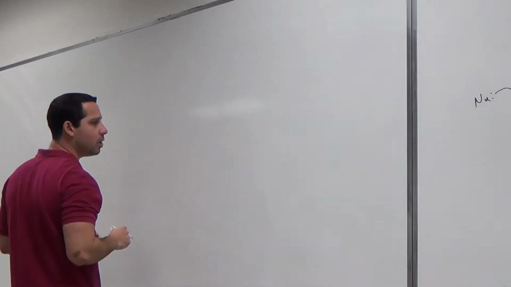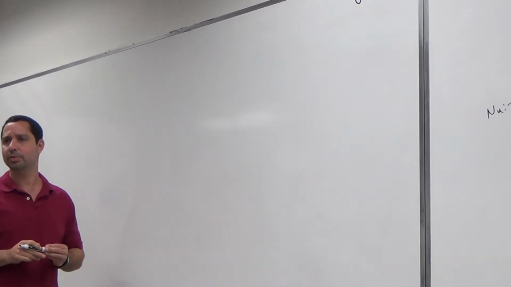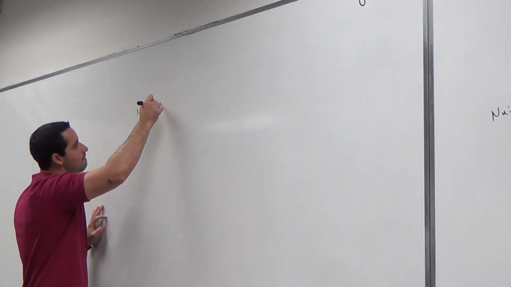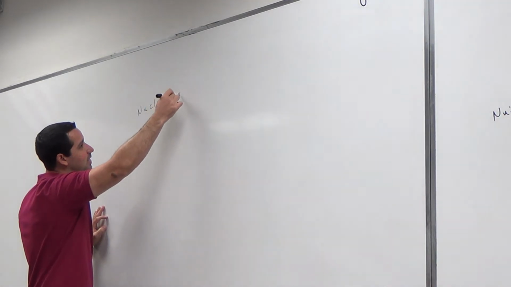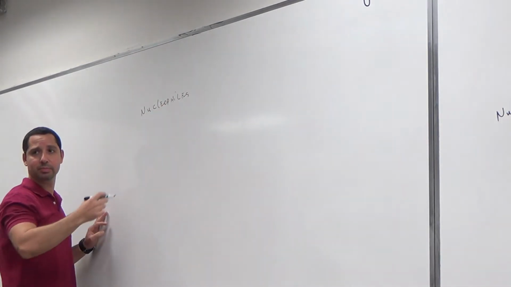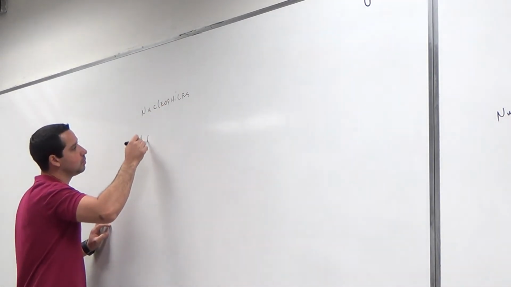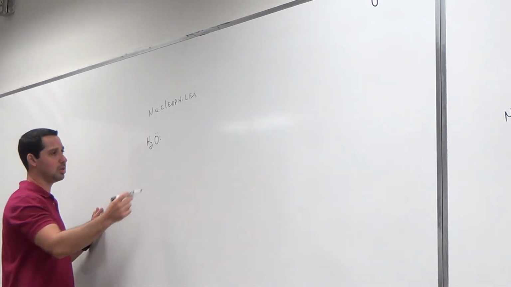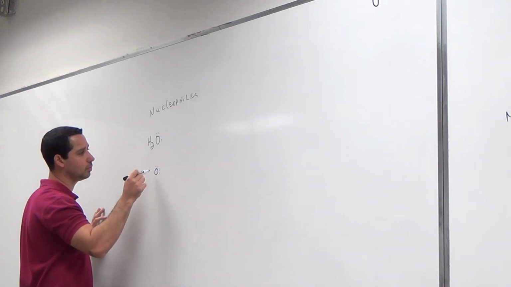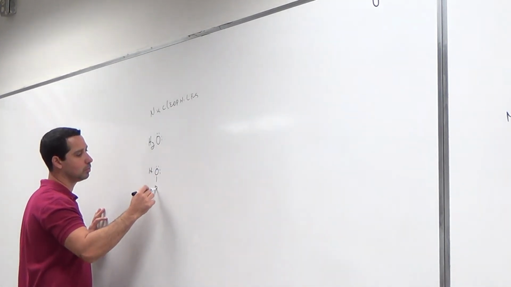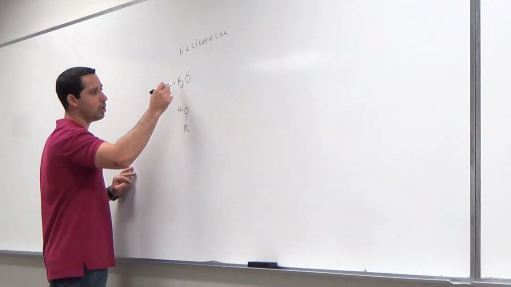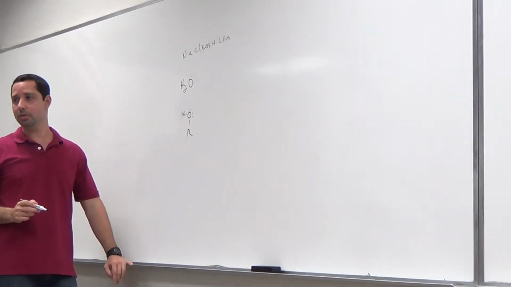Now, which ones are nucleophiles? Negative charge. Negative. Like water, a nucleophile? Yes, a weak one. Water is a nucleophile. What else? Oxygen with a negative charge. Okay, these are water, alcohol.